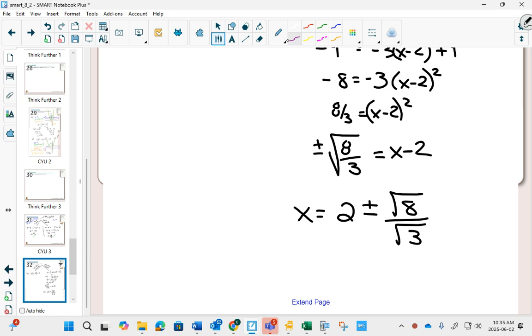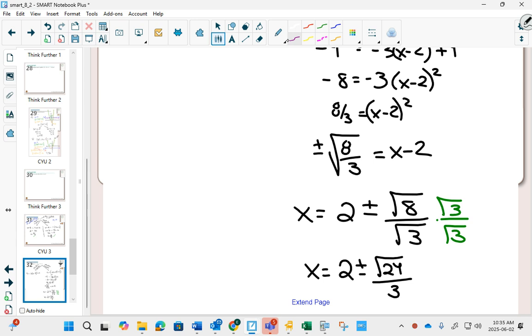Grade 11, are we allowed to have square roots on the bottom? This is like perfect review from all your units. It also reviews your radicals unit. You can't have square roots on the bottom, so what do we do? We rationalize the denominator by multiplying by square root of 3 on top and square root of 3 on the bottom. So I would get x equals 2 plus or minus the square root of 24 over 3.